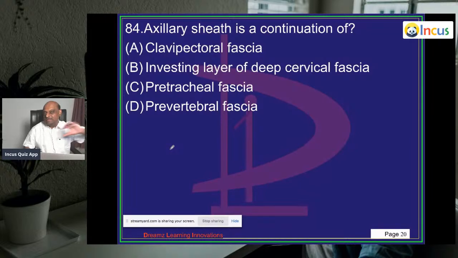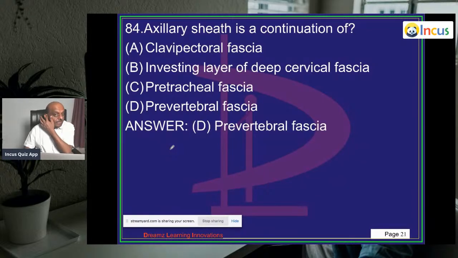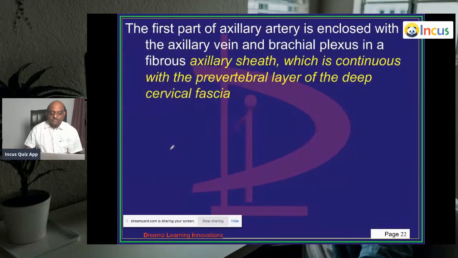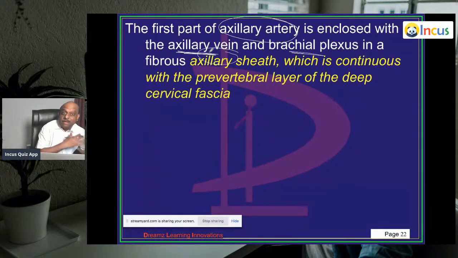Axillary sheath is a continuation of prevertebral fascia. So the first part of the axillary artery is enclosed with the axillary vein and the brachial plexus inside the axillary sheath. So what is this axillary sheath? Basically, it is nothing but the continuation of the prevertebral layer of the deep cervical fascia.